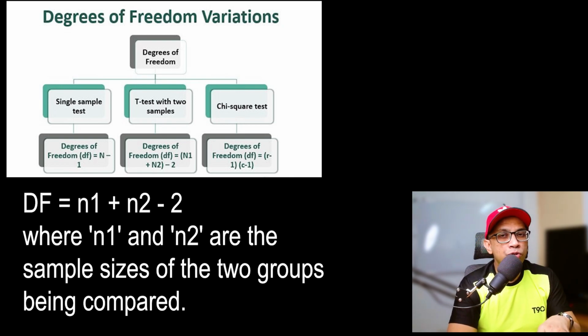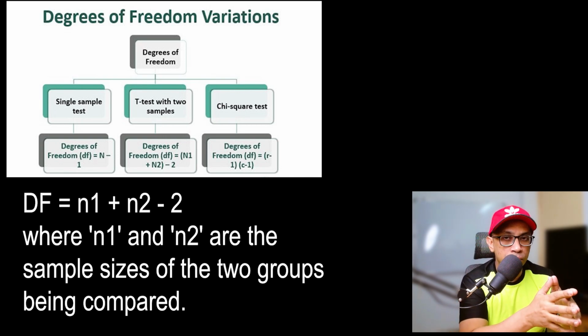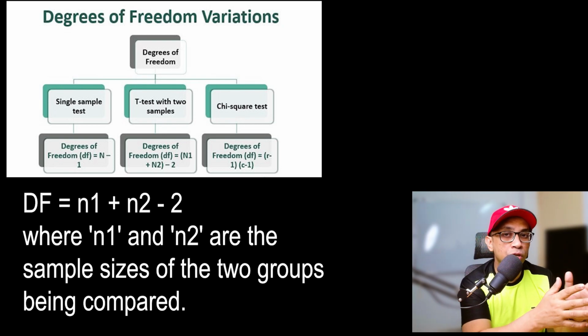So suppose we want to compare the means of two groups, group A with 15 observations and group B with 20 observations. In this case, the degrees of freedom for the t-test would be 15 plus 20 minus 2, equal to 33. The degrees of freedom inform the t-distribution that we will use to conduct the t-test and draw conclusions about the statistical significance of the difference in means between the two groups.